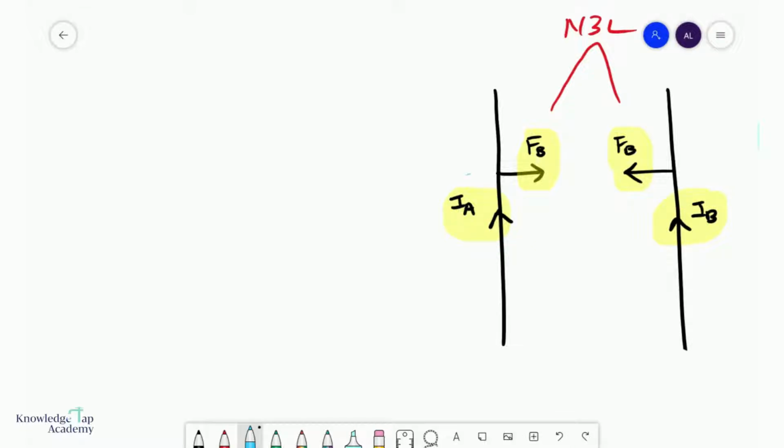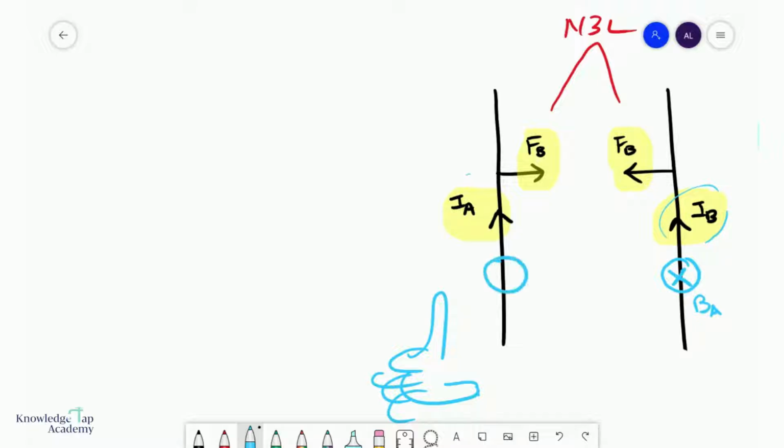And so considering IA, if we use our right hand grip rule, our thumb points upwards and our four fingers wrap around this way, you'll find that the field that IA creates at IB will be going into the paper like so, and so we'll call this BA. And if we do the same thing for the magnetic field produced by IB, you'll find that the magnetic field at IA due to IB is coming out of the paper like so.